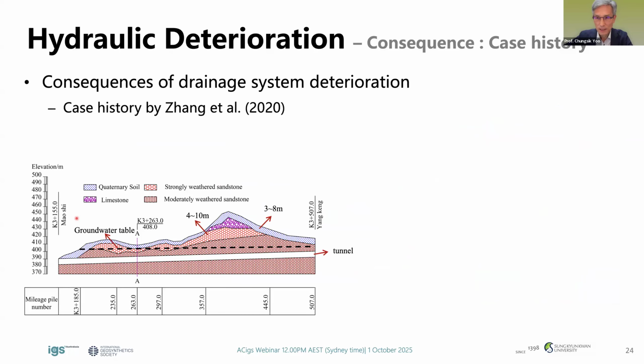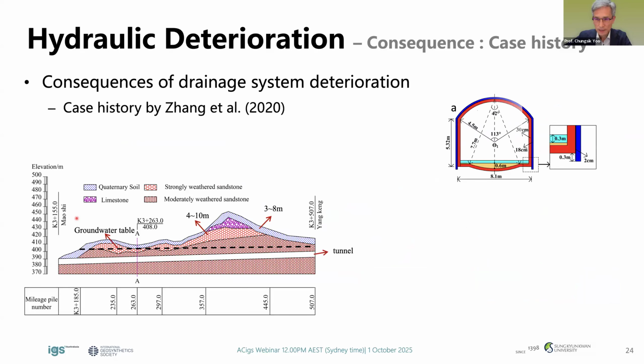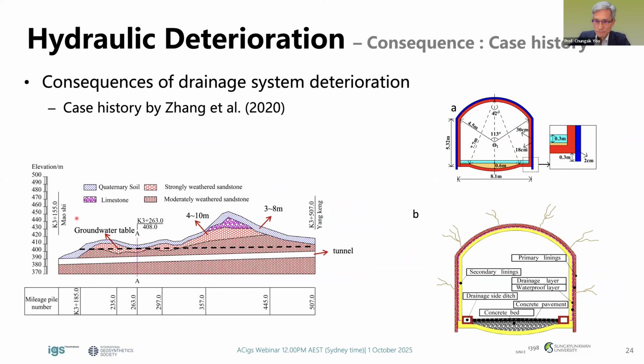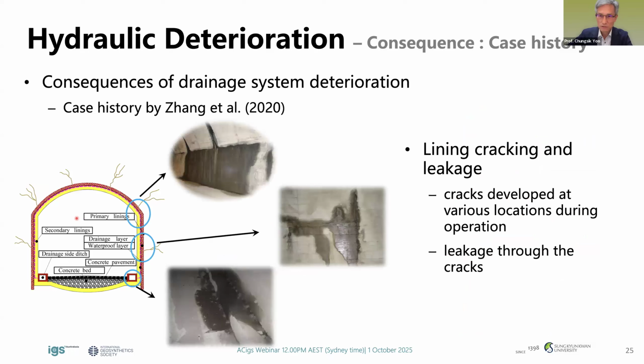Another example from China. This case history was reported by Zhang et al. in 2020. So this is a typical horseshoe-shaped tunnel, about 400 meters long, and this is designed as a drain tunnel system, but during operation, something happens against design intentions. The tunnel experienced deterioration due to a drainage failure, and these are the consequences.